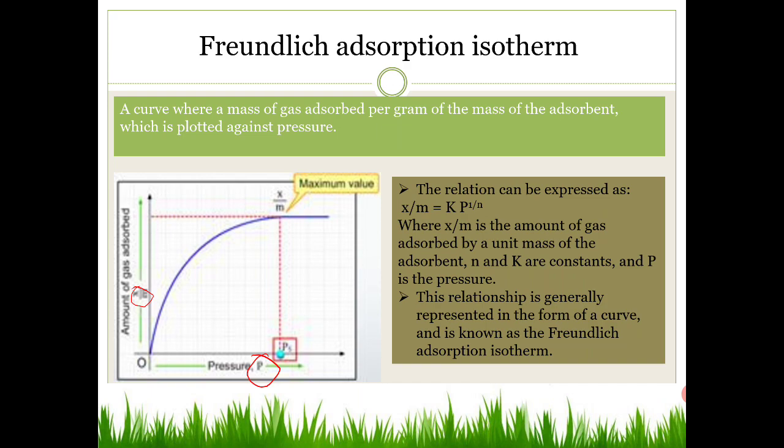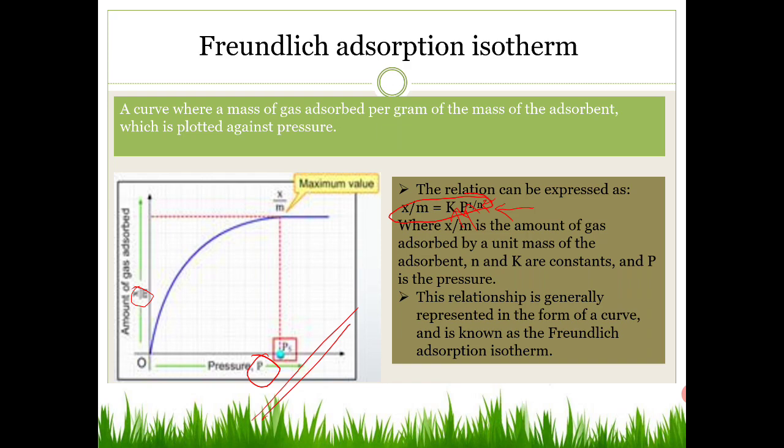The relation can be expressed as x by m is equal to k p raised to 1 by n. This is the expression. What is x by m? We have already told, it is the amount of gas adsorbed by unit mass of the adsorbent. n and k, both are constants, and p is the pressure. This relationship is generally represented in the form of a curve and is known as Freundlich adsorption isotherm. Understand, this is the expression for isotherm, and the isotherm is drawn like this.